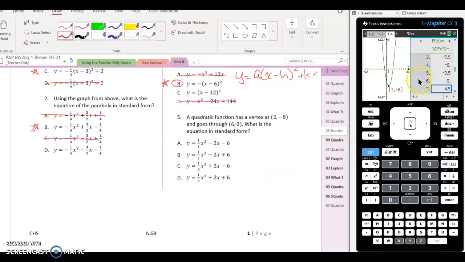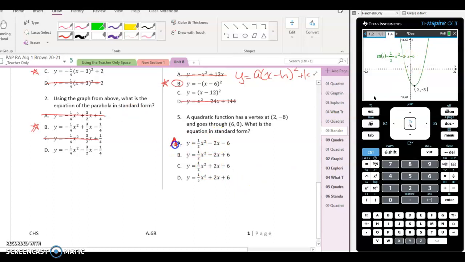Okay, so I have the function over on the right. See, my vertex is at 2, -8, and this one goes through the point 6, 0. And I'm fixing to reveal which one of these it is. As soon as I do Control T, it will reveal it on the page, and it was 1/2 x squared minus 2x minus 6. It was A, y'all.